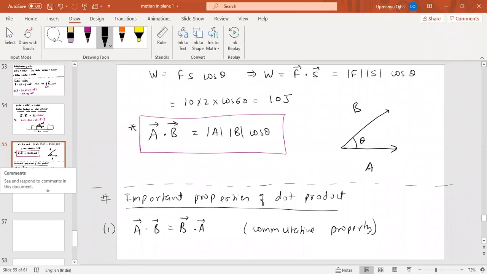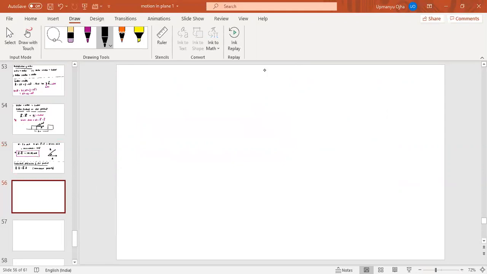Let us prove this point. See, let us draw two vectors here. This is vector A and this is vector B. Now if I write A dot B, it means A vector dot B vector. It means the angle theta will start from A vector and go towards the B vector. This is theta. Correct now.